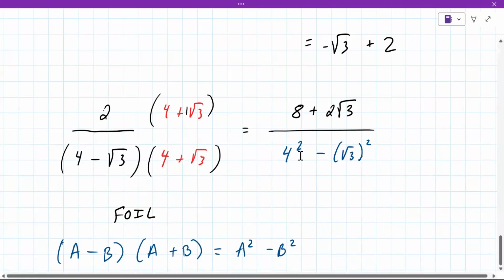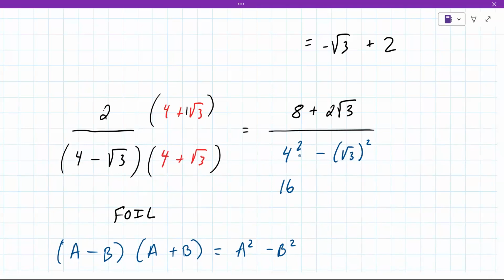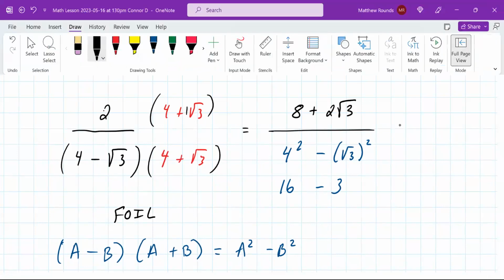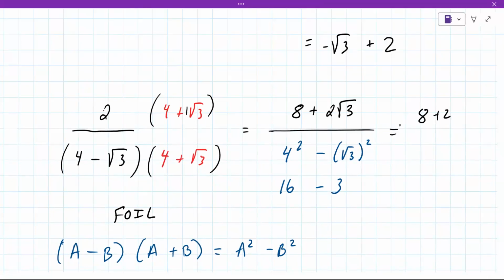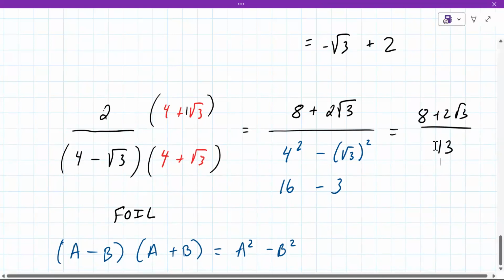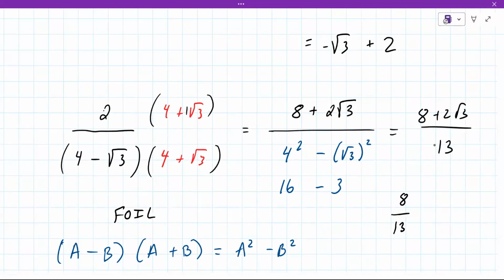Okay, so 4 squared would end up being 16 minus 3, right? Yes, which is 13. So it ends up being 8 plus 2 square root 3 over 13. And then you do divide each of these. Like you're not supposed to leave it this way. It's a preference. I'm not sure it's really right, but it is a preference.